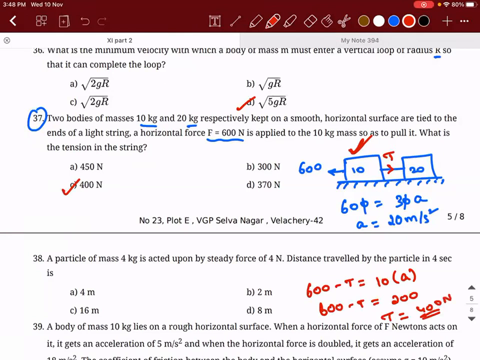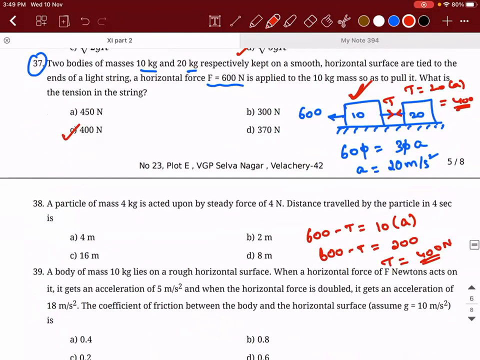Sir, instead of taking the block of 10 kg, we can directly find tension on the 20 kg block. So 20 into 20 is 400. Yes, that you can also do. T is equal to 20 into A, 400. Both are the same. So this T will be equal to M into A, that is 400. Next one is easy, right?